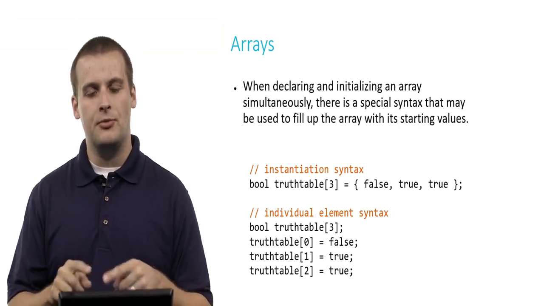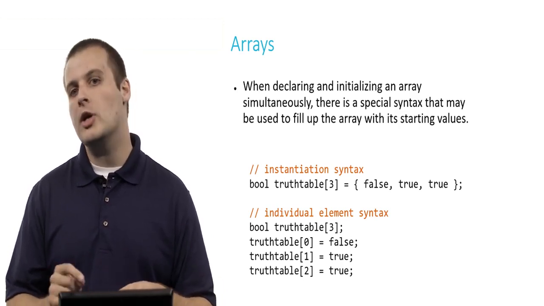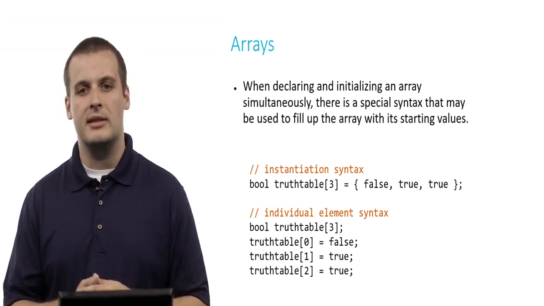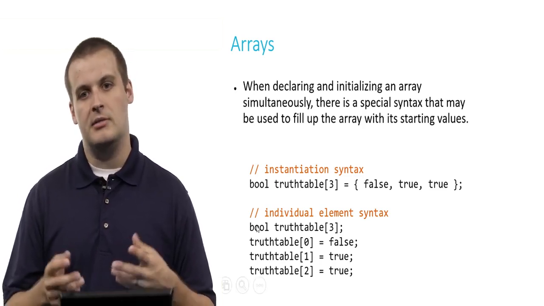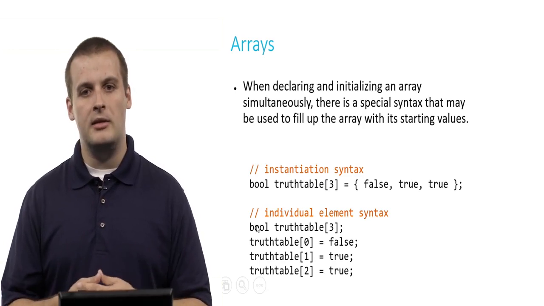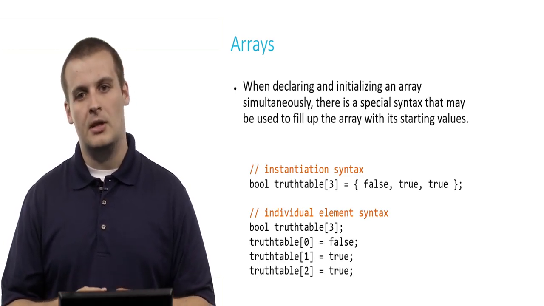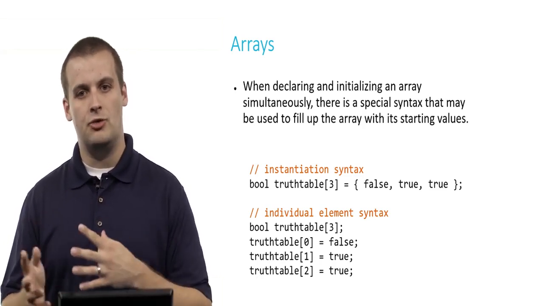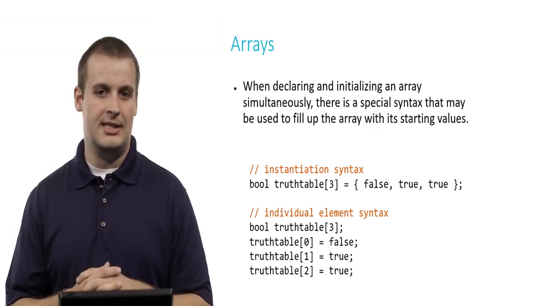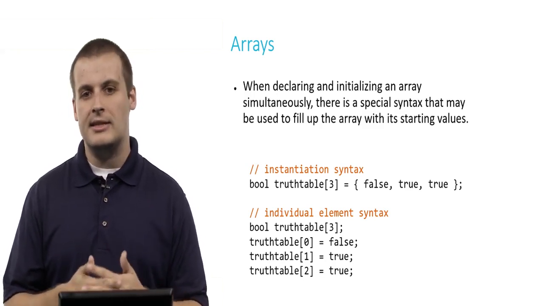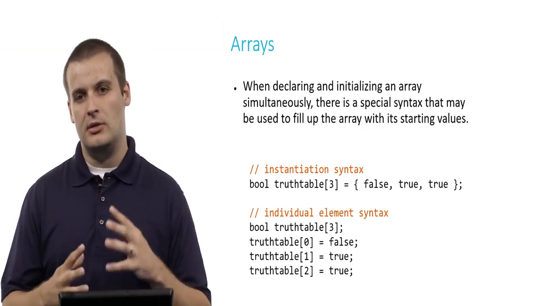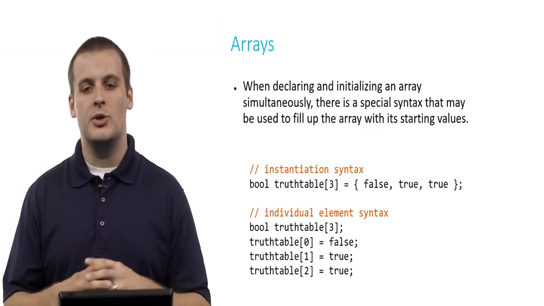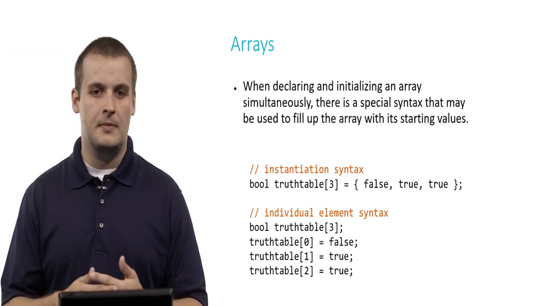bool truth table[3] = {false, true, true}; Open curly brace, and then comma separate the list of elements that you want to put in the array. Then close curly brace, semicolon. This creates an array of size 3 called truth table with elements false, true, and true. And in fact, the instantiation syntax I have here is exactly the same as doing the individual element syntax below. These two ways of coding would produce the exact same array.